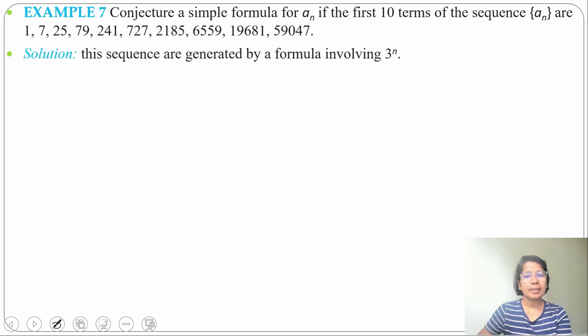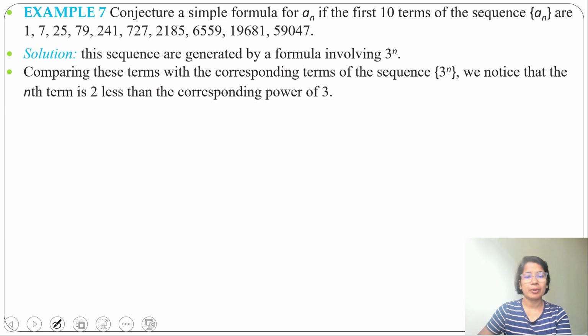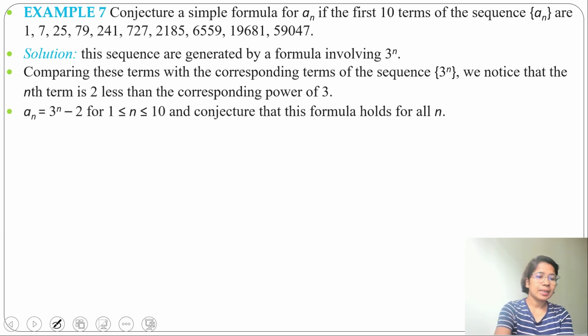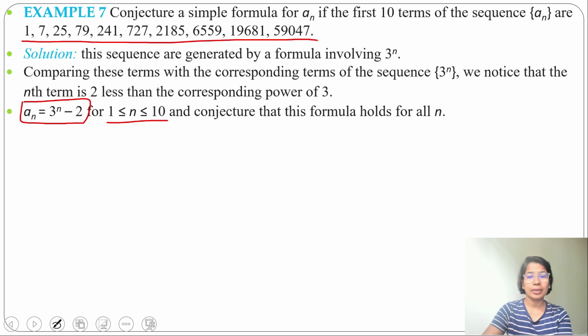So I compared this term with 3 power n and we found it's 2 less than 3 power n. So the formula is an equals 3 power n minus 2, and n varies between 1 to 10 as this is for 10 terms.